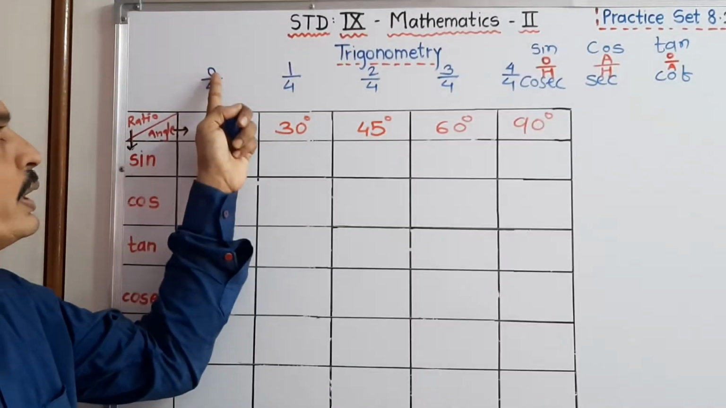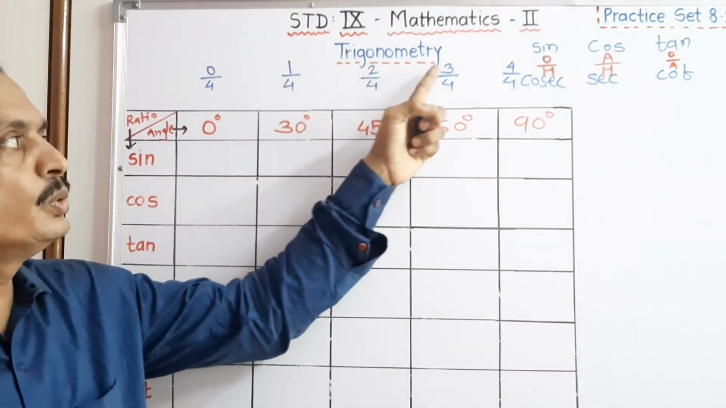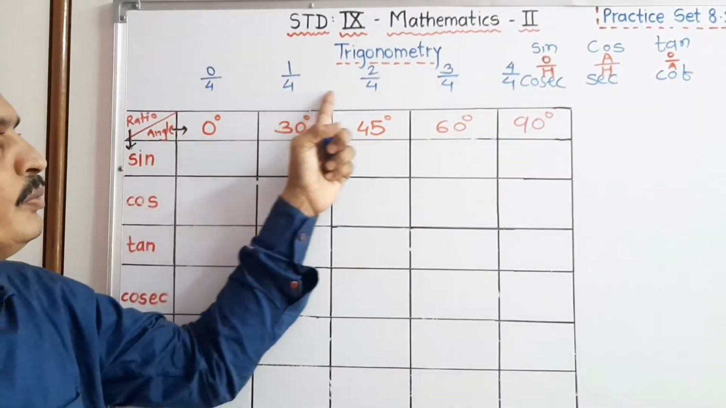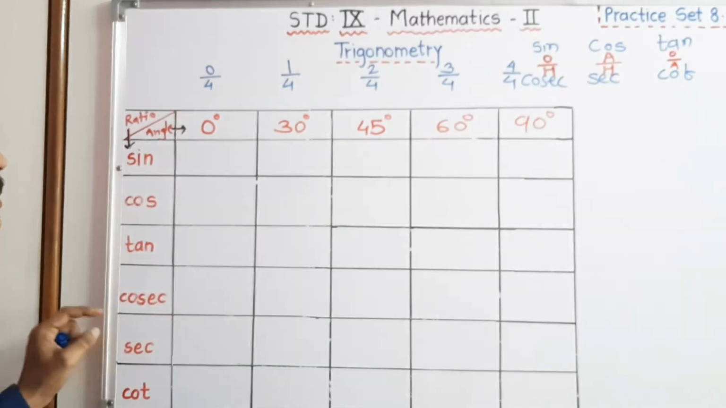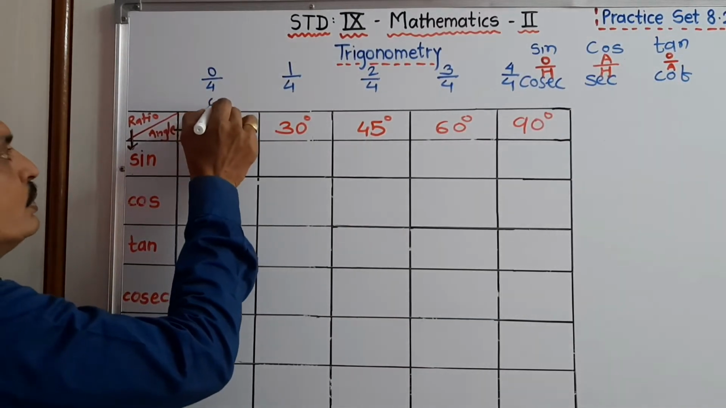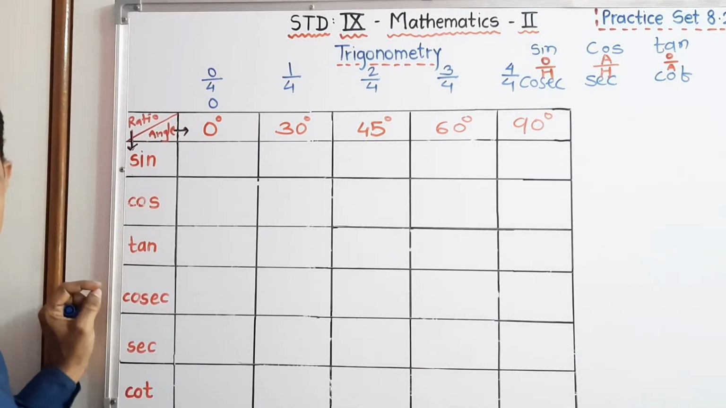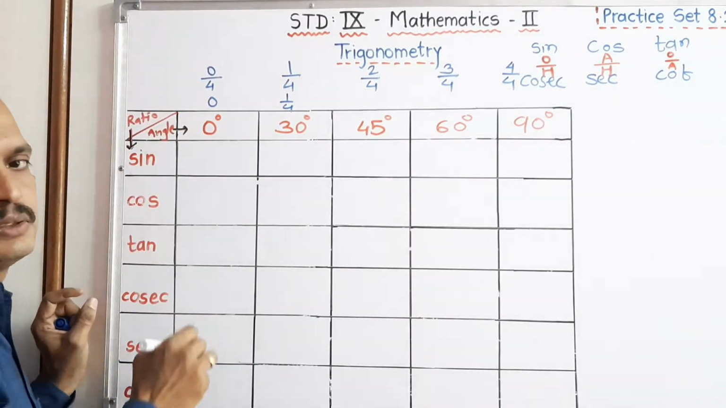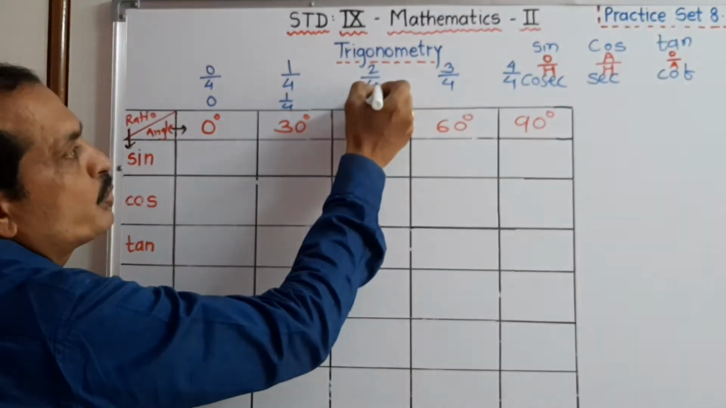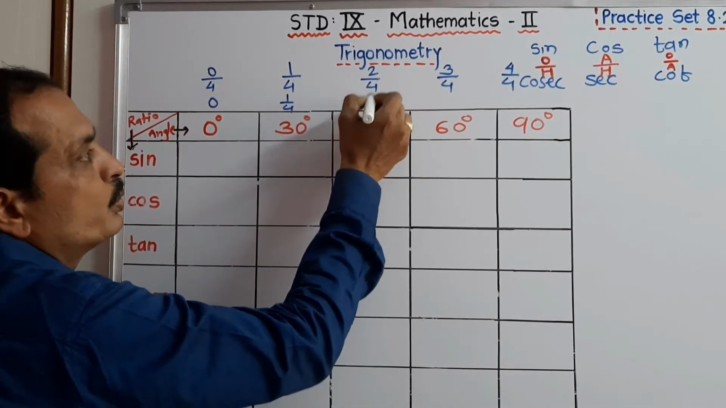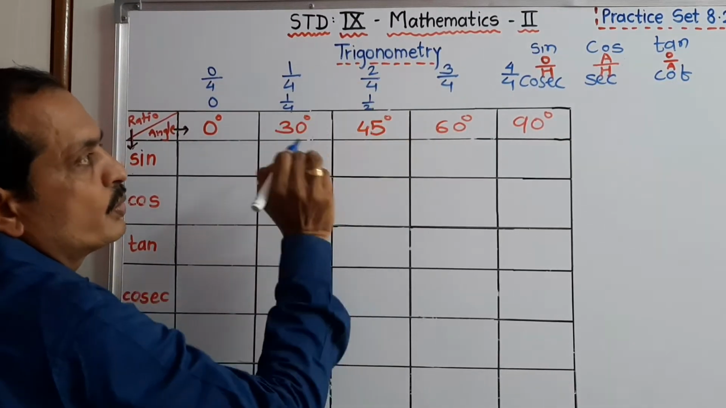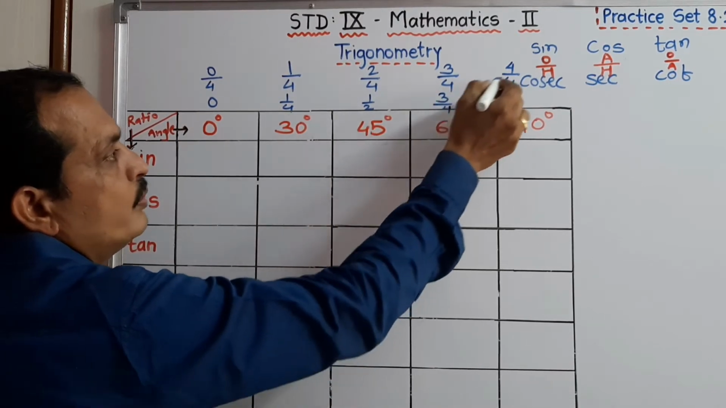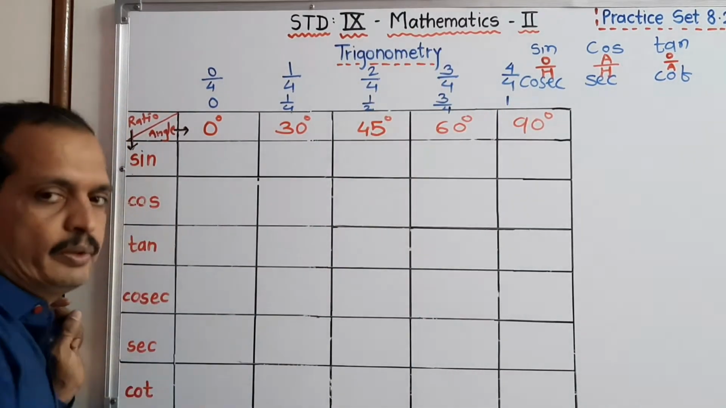First of all, we have to write 0, 1, 2, 3, 4. Divide each by 4. After dividing, we will get here the answer as 0. 0 upon 4 means 0. It is 1 upon 4, it will remain as it is. Then it is 2 upon 4, that means 1 upon 2. 2 1s are 2, 2 2s are 4. It is 3 upon 4, remain as it is. And 4 upon 4 means 1.